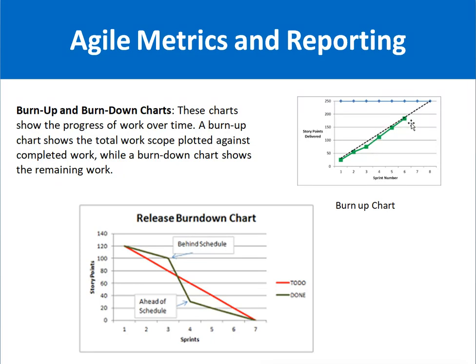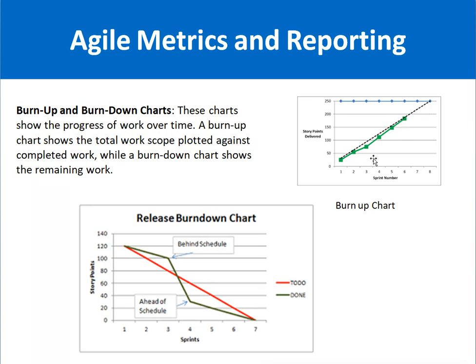So you can see the burn up chart showing you the total work scope plotted against the completed work. This green line is showing you the completed work. From here you can notice that sprints 7 and 8 remain to complete the work.